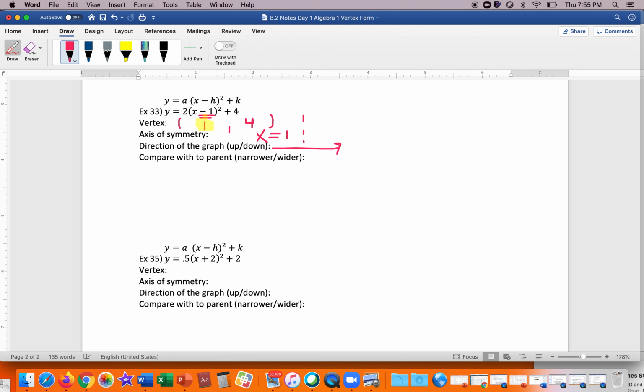The direction, we count on A for direction. So since A is positive 2, we know it opens up. We know that this graph is going to be narrower than the parent because the absolute value of A is 2. And it's opposite of intuition, so it becomes narrower.